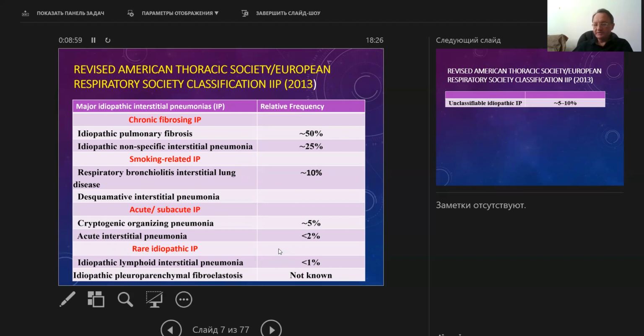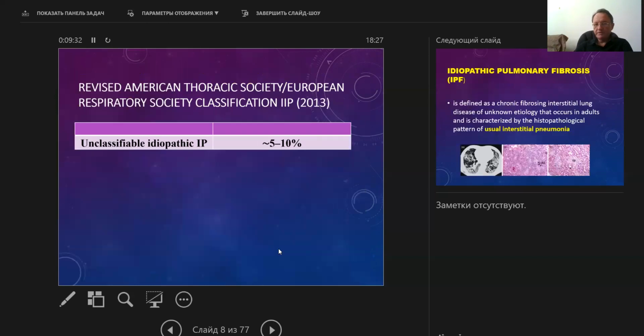Sometimes, when we obtain the clinical results, the lab investigation, instrumental investigation, including high-resolution CT scan and biopsy, it is very difficult to classify the concrete clinical form of idiopathic interstitial pneumonia. That's why we have the right to make a diagnosis of unclassifiable idiopathic interstitial pneumonia.